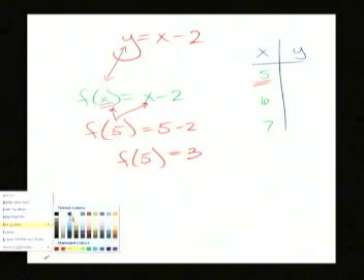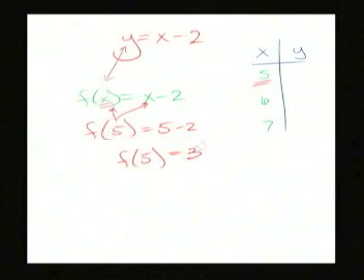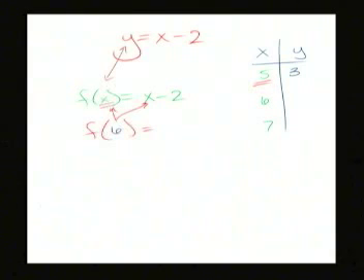Now you could do it again, and this time you could pick the value 6. So instead of 5, I'll pick 6, and it becomes 6 minus 2 is 4. So I'll put 4 there in the output value. So what I'm saying is f of 6 is 4. And that's really it for function notation.